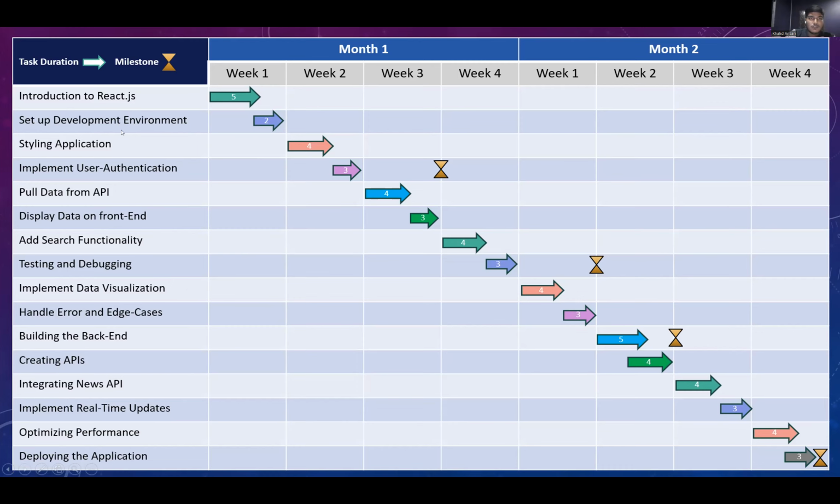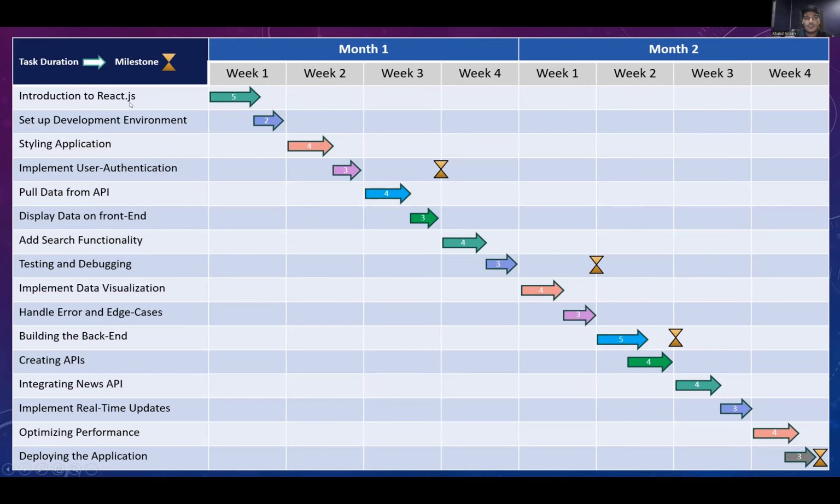In each week, we have 2 tasks. In total, there are 2 months with 4 weeks in each month, so there are 16 tasks in total. And this arrow has numbers inside it. Basically, this represents how many days are assigned to it, almost around 5 days.